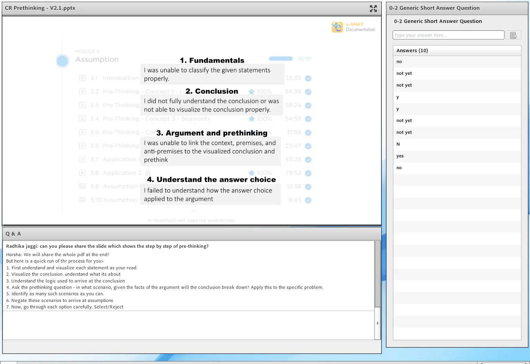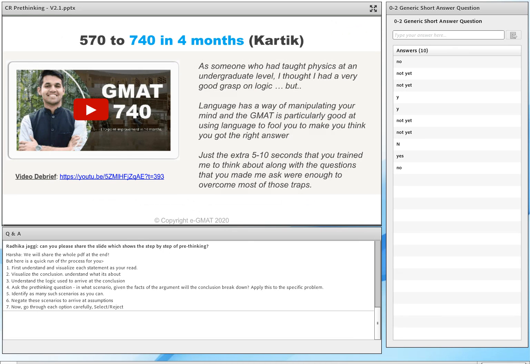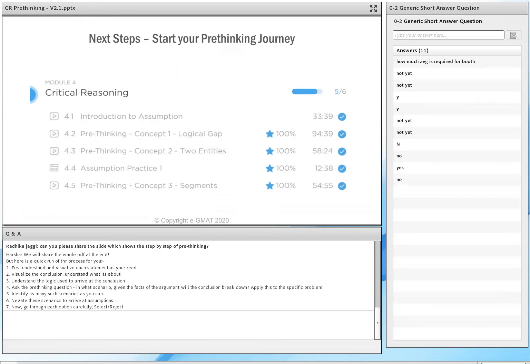Okay. All right. With that, this is a guy who's currently studying at TAK, who just got into TAK, and someone who's very logical, but because he wasn't doing pre-thinking, he was stuck at a 540. Someone who taught physics at an undergraduate level, I thought I could get through logic very easily. But then the language trapped him because he was rushing through things, and the very fact that he slowed down and spent those extra 10 seconds doing pre-thinking helped him get to 97 percentile on critical reasoning. Okay. So with that, start your pre-thinking journey.